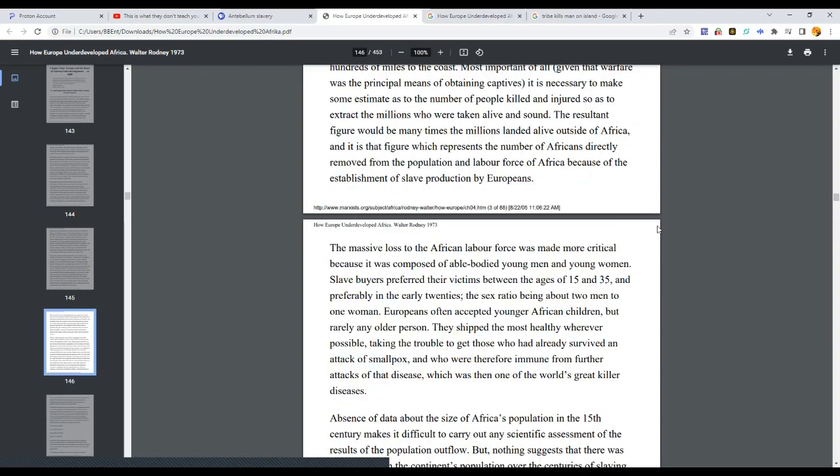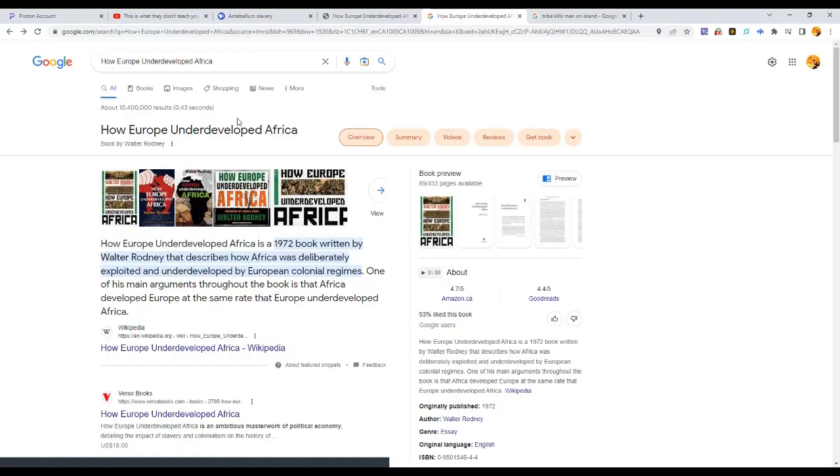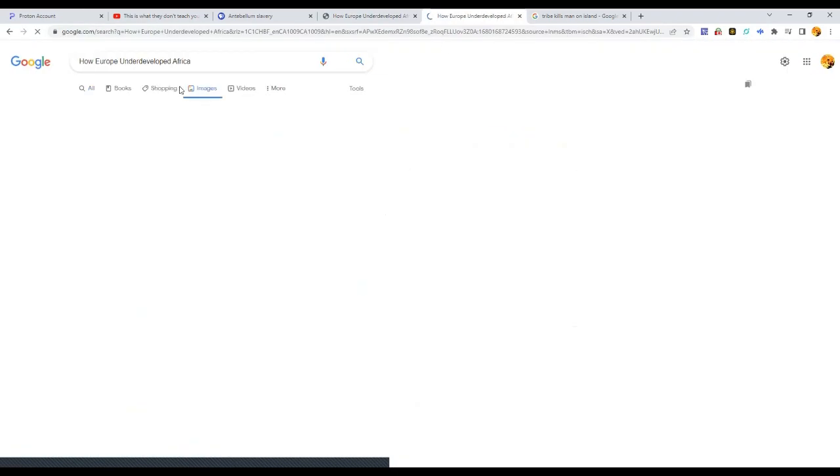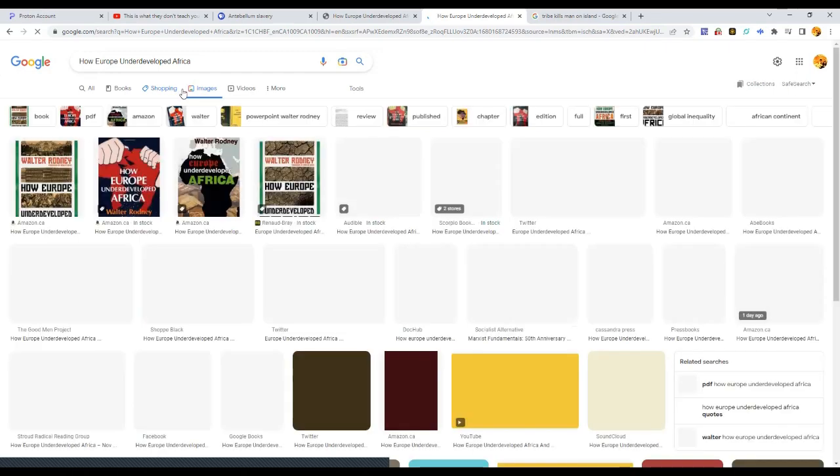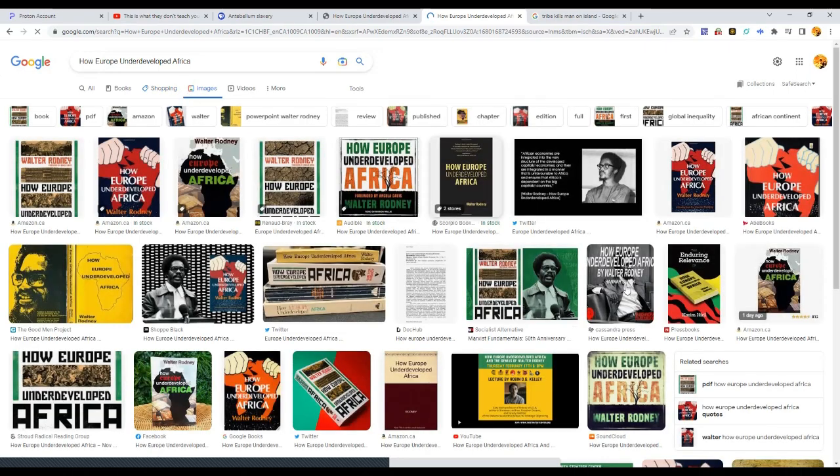So, two takeaways. Two takeaways. This is how the book looks. These are the various covers. How Europe Underdeveloped Africa. I really suggest that you go and find that book.